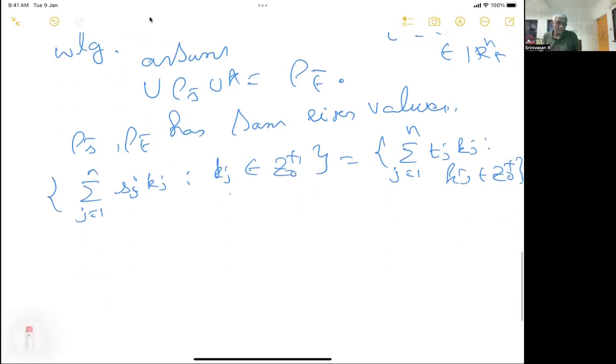This is true for all Kj. Here S1 up to Sn is fixed and the Kjs are varying, so you get an infinite set. Also T1 up to Tn is fixed; we don't know what T1 up to Tn is. We start with S1 up to Sn and we got T1 up to Tn, and we got a set spanned by the integer span of those things. They are all again some subset of the real numbers.